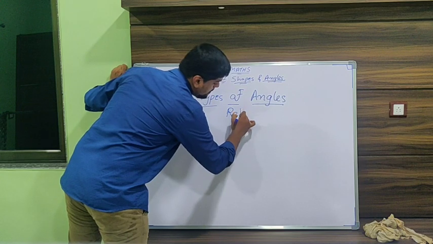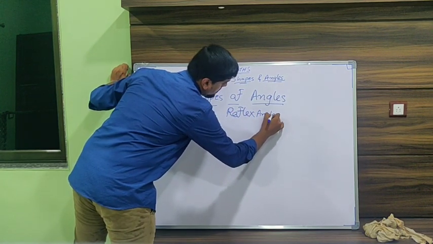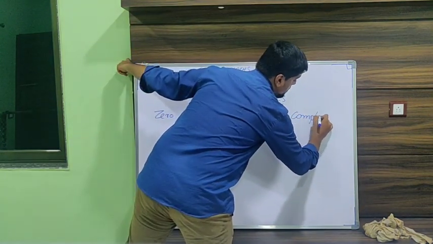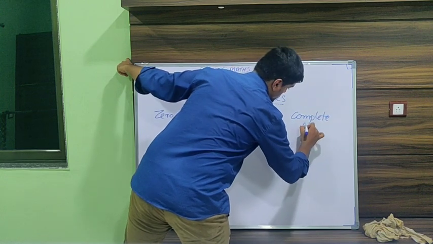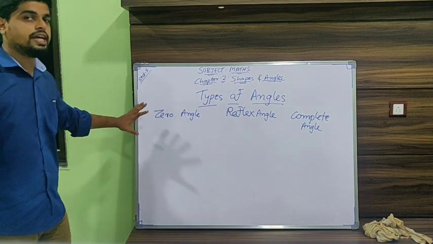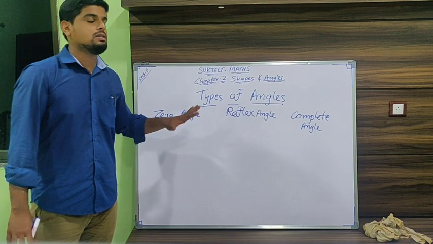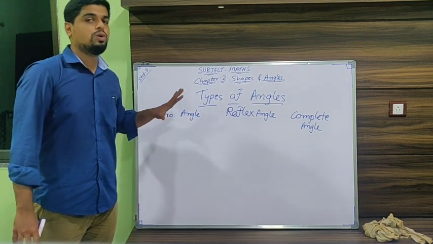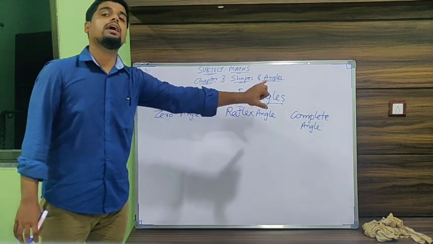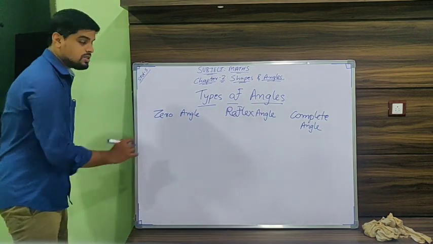reflex angle, and finally complete angle. We have to study these three types also. These are not important, but as a student you also need to know what a zero angle is, what a reflex angle is, and what a complete angle is. So let's do it. Zero angle.